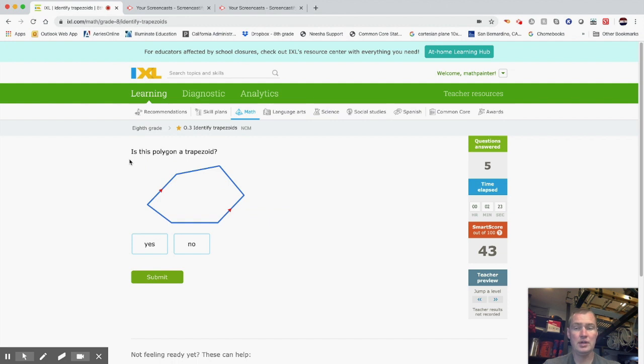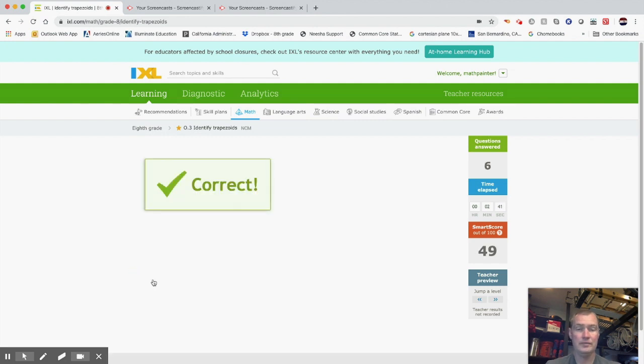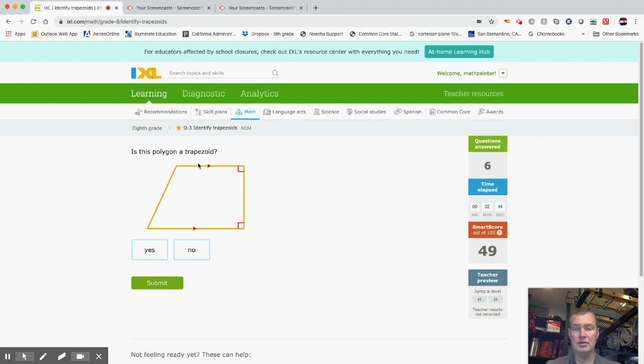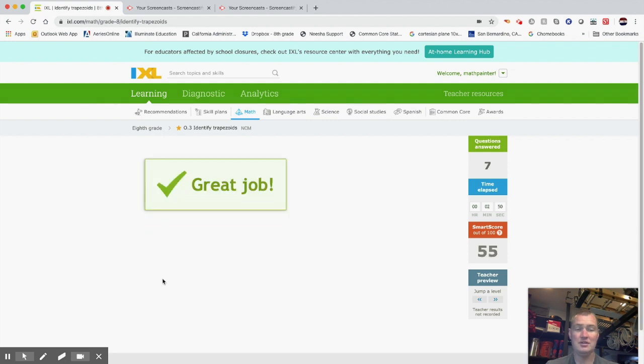Is this polygon a trapezoid? Notice that right here we have a left side parallel with the right side, but I believe in a trapezoid it has to be a four-sided object. Here we got 1, 2, 3, 4, 5, 6 sided. So I'm calling no on that one because it's not four-sided. All right, is this polygon a trapezoid? 1, 2, 3, 4 sides, top and bottom are parallel. That meets the criteria. That's just like awesome and beautiful.